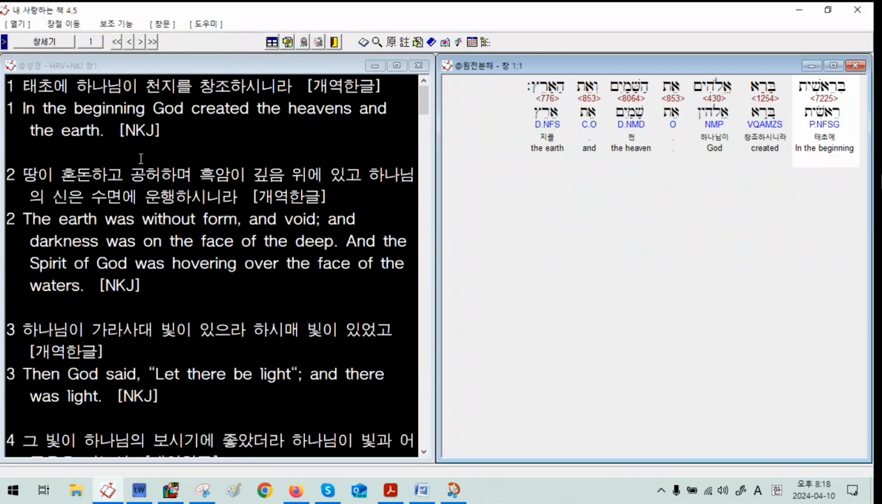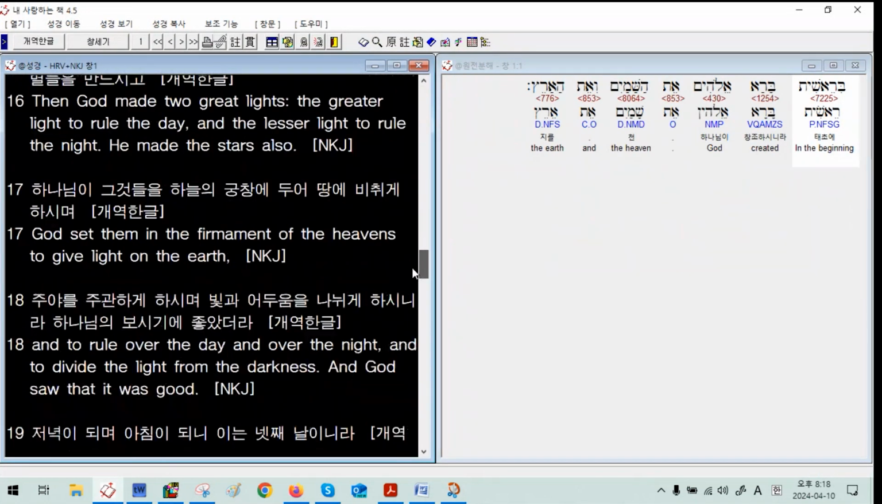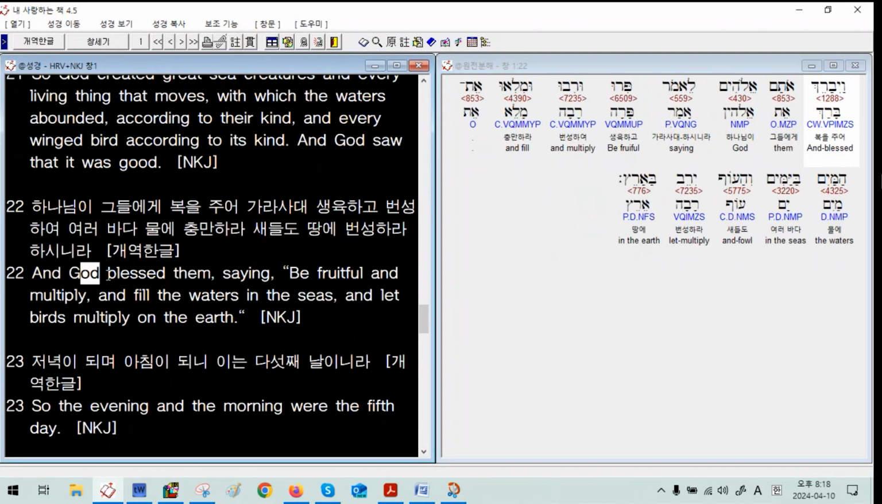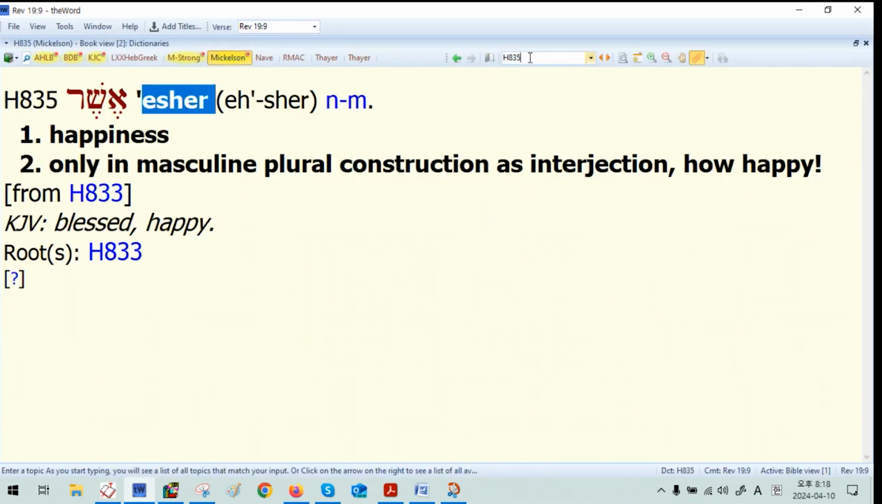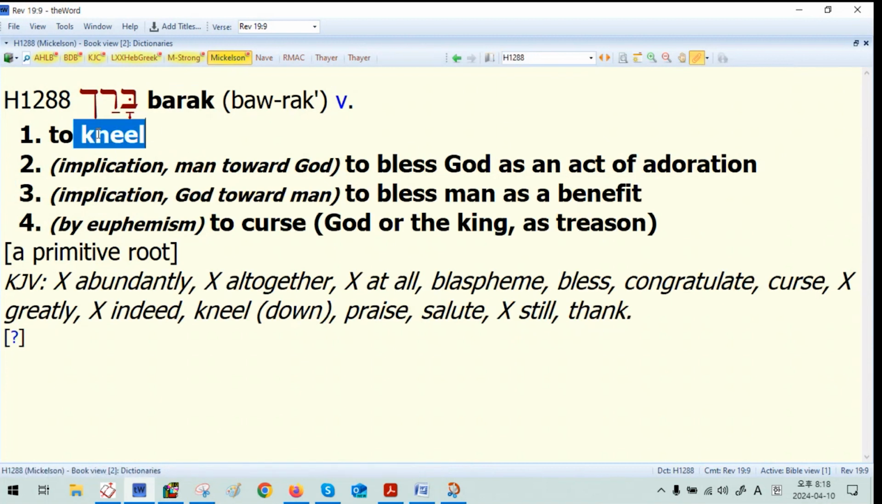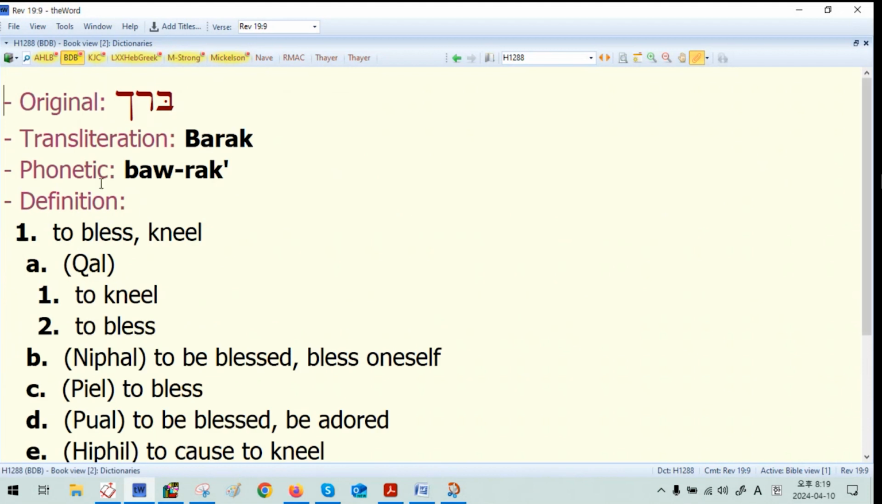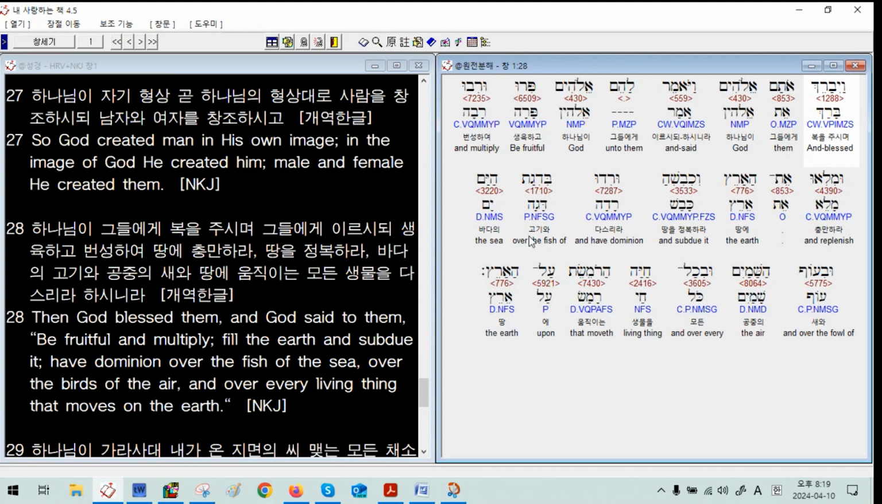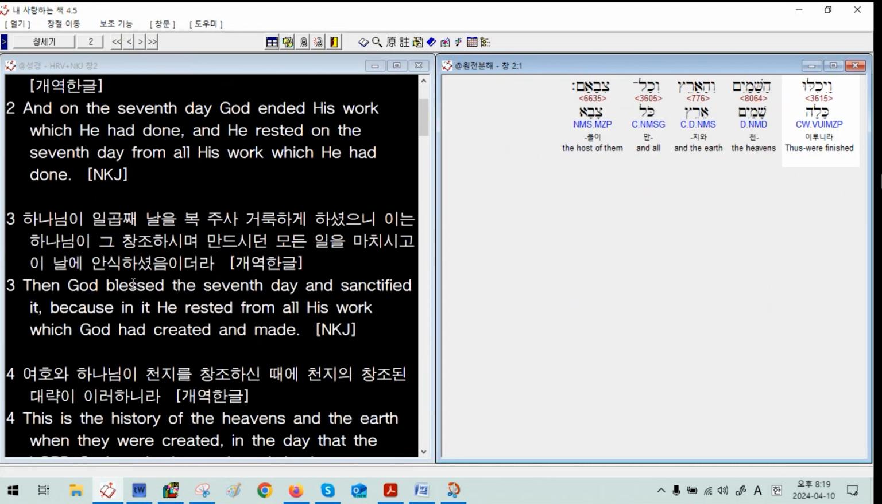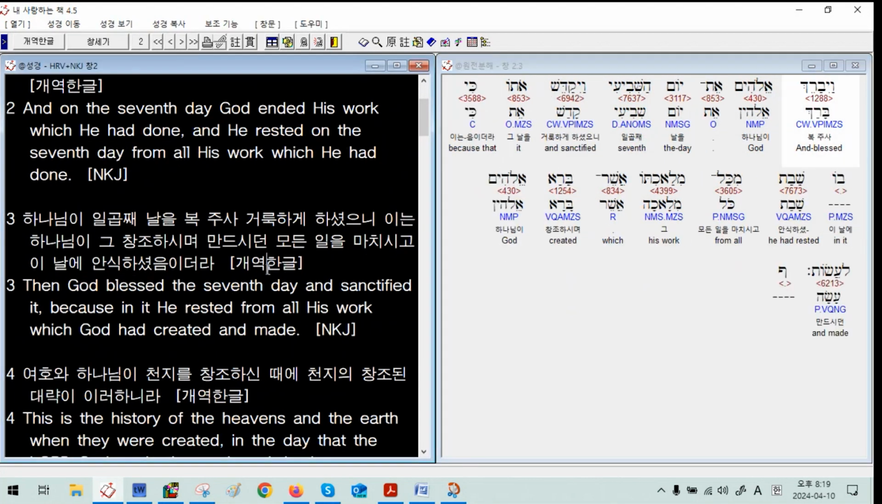Let's go there. Genesis chapter 1:22, which is the fifth day. God blessed them. Look at the bless. Barak. Bless, for saying good saying, eulogeo is the bless. Let's go to the dictionary, Hebrew 1288. Kneel, bless. And then BDB, bless, kneel, which is to kneel down to receive a blessing. And then verse 28 also, God blessed, barak. And then the 7th day, 2:3, God blessed, barak.